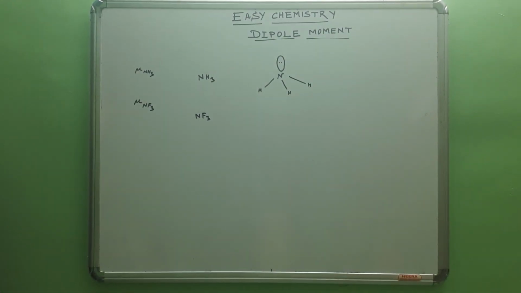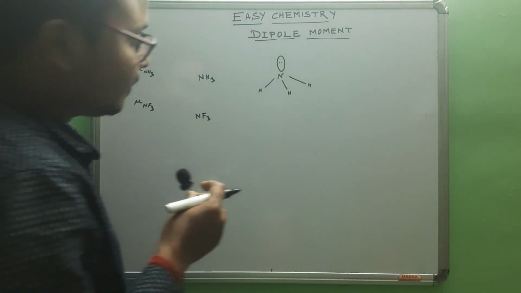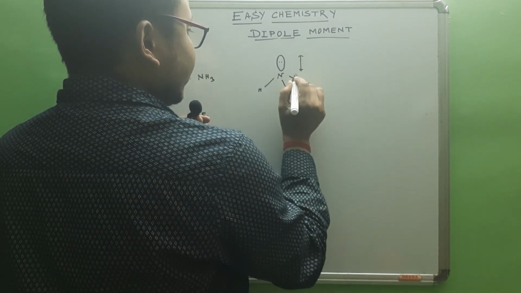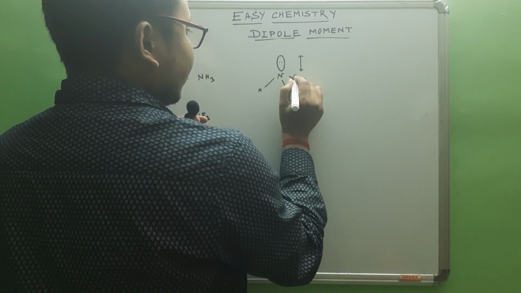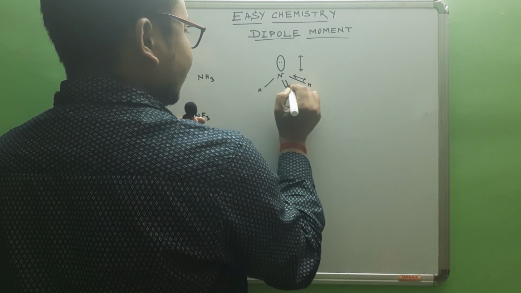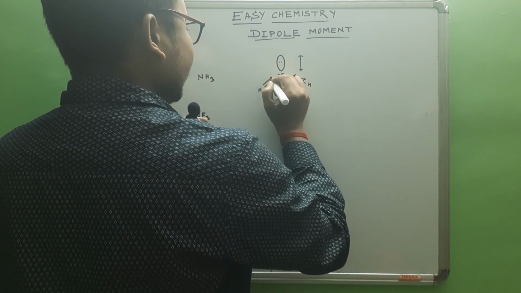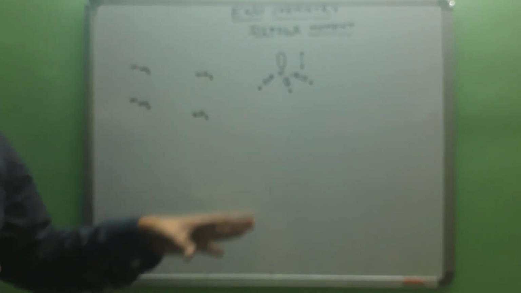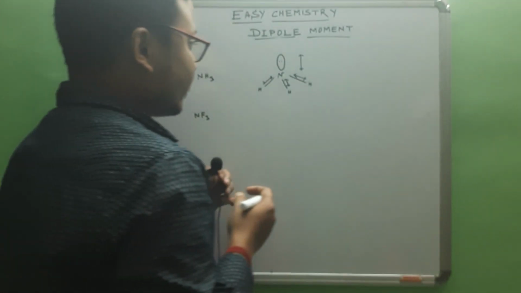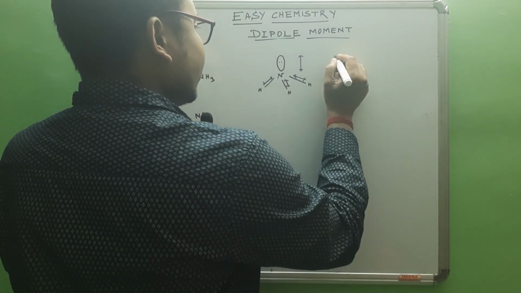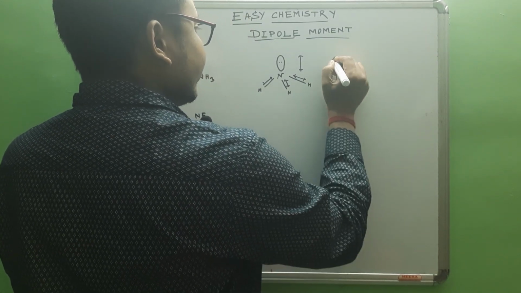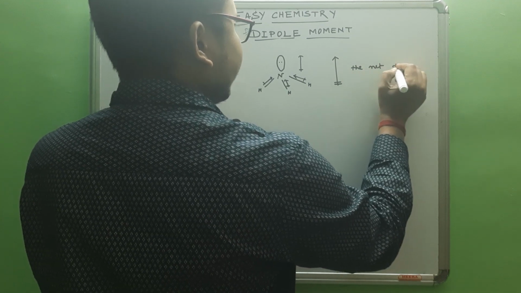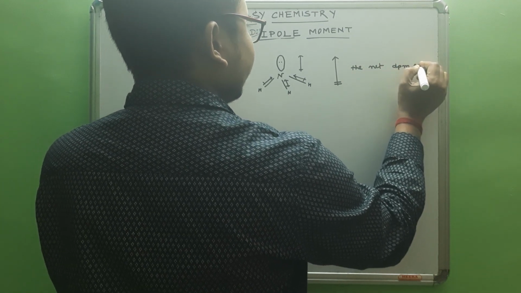Okay, so here the lone pair moment acts in the opposite direction, and the bond moment between the hydrogen and nitrogen acts towards the nitrogen because nitrogen is more electronegative. So this is the net dipole moment of NH3.